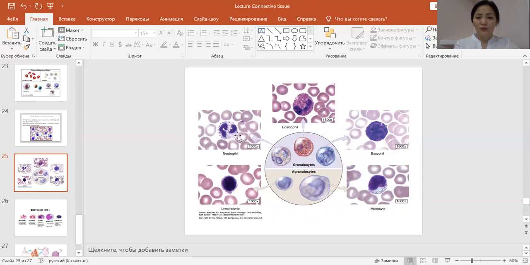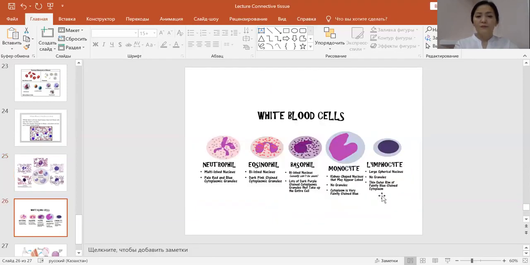What does it mean, neutrophils? Of course, their functions are different. Granules of neutrophils are stained by the basic dye into blue color. Granules of eosinophils are stained by acid dye into red color. Granules of basophils are stained by the basic dyes into blue color. And agranulocytes, as we said, have no special granules, and they are divided into lymphocytes and monocytes.